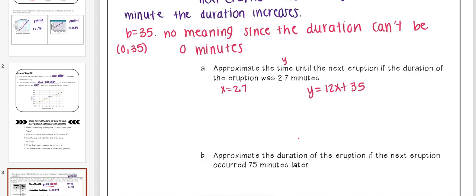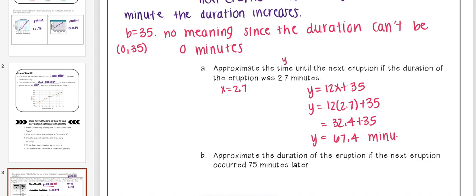So my line of best fit, y equals 12x plus 35. But I know that the duration is 2.7, so I'm going to plug in 2.7 for x. And so when I do that, 12 times 2.7, I get 32.4. So y is equal to 67.4 minutes.